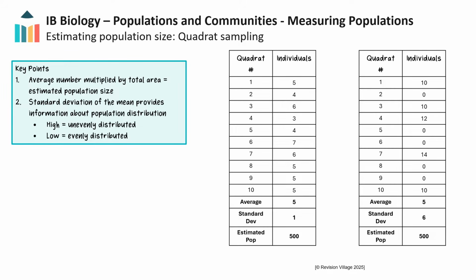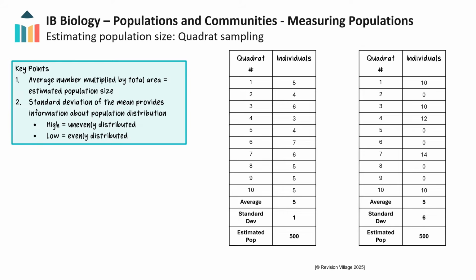In this second example, we still have an average of 5 individuals per quadrat, but the standard deviation is quite high. We can see some quadrats have a high number of individuals like Quadrat 7 with 14 organisms, while other quadrats have no individuals present at all. So this indicates a population that is unevenly distributed in the environment. This could be because they're taking advantage of biotic or abiotic resources like access to water or sunlight, which are also unevenly distributed in the environment.